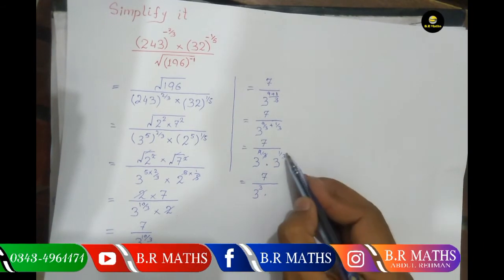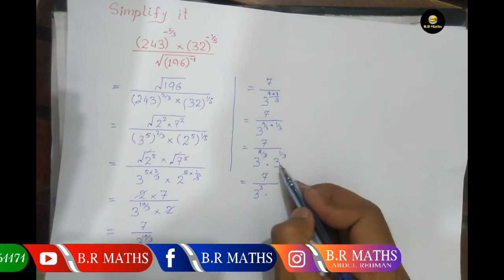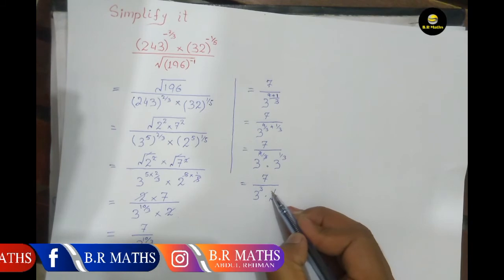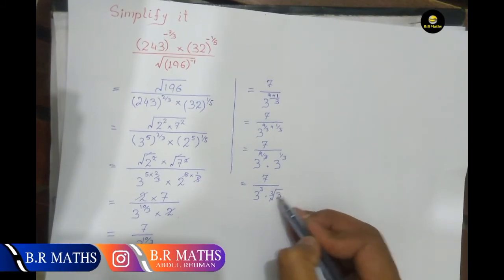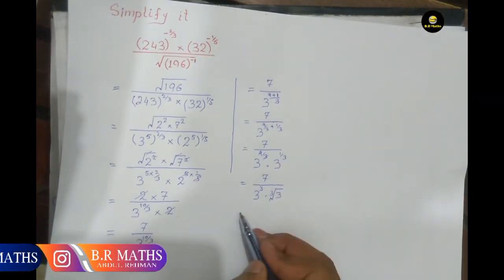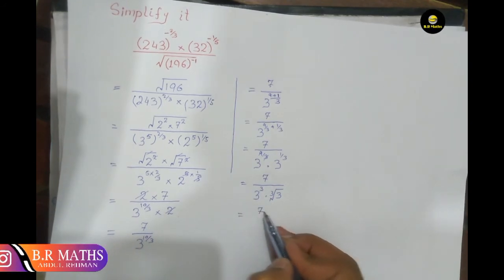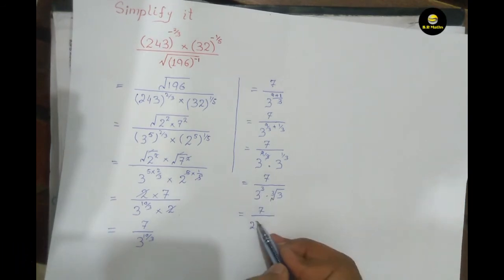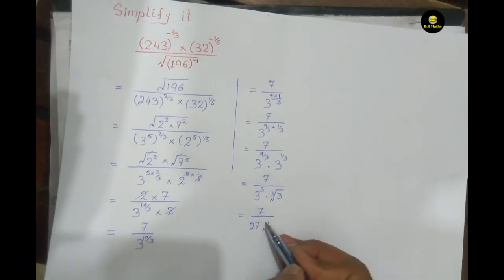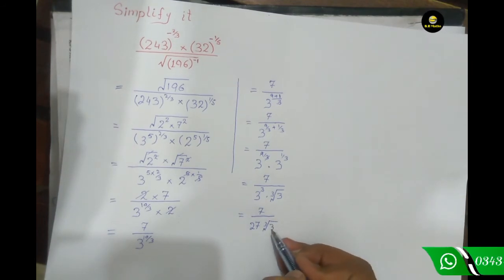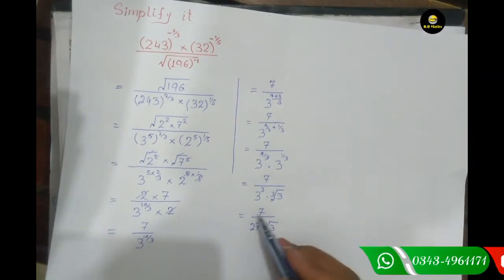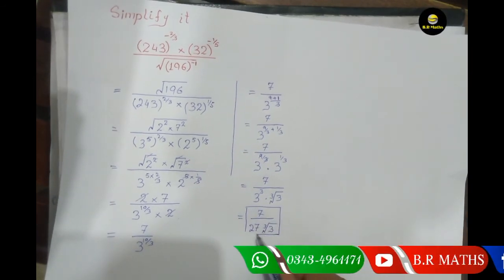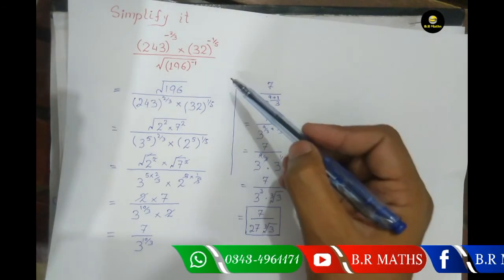And this 3 raised to power 1 over 3, this exponential form converts into radical form: index 3 and radicand 3. The final result is 7 divided by 3 cubed, which means 27, and this cube root of 3. So this is the final result of this very important long question.